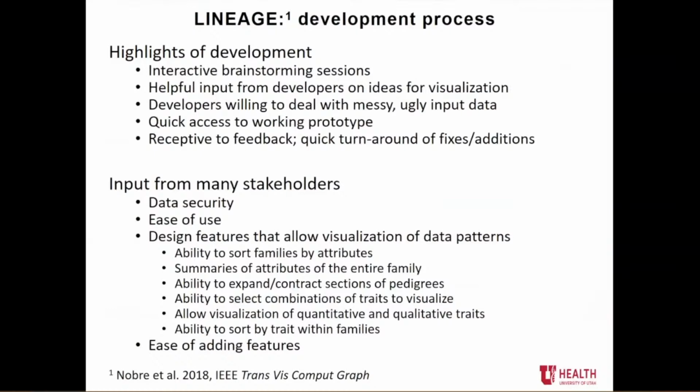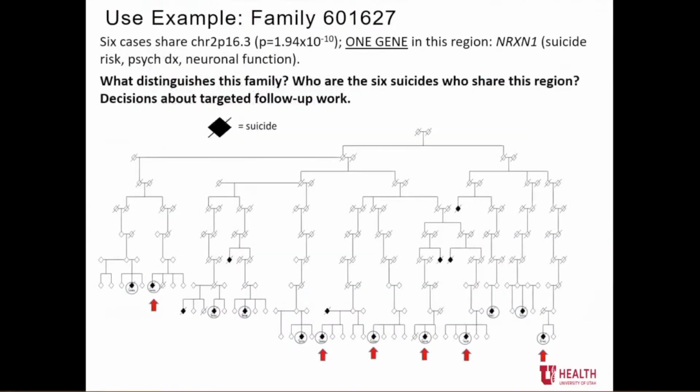So let me show you some of this. The picture on this slide is the old-fashioned static tool, but I just wanted to start with this. This is one of our big extended families. The couple at the top there, circle is female, square is male. This is a very traditional way of looking at a family tree. People who are shaded in are suicide deaths. The ones with the red arrows are people who actually share a significant genome segment on chromosome 2.